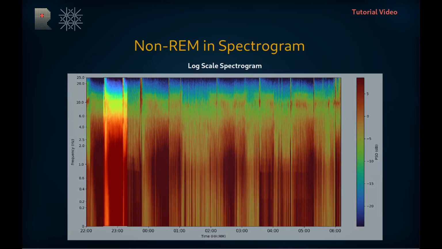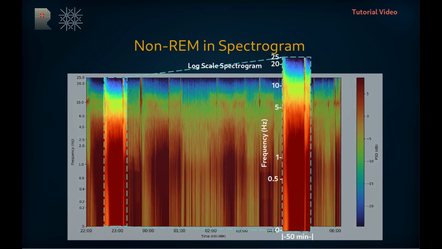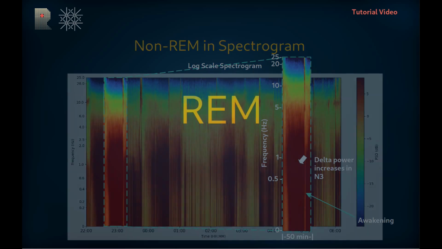Using the log scale, we can observe the lower frequencies in a higher range. In this segment, we nicely observe the N3 delta power. Furthermore, we can even detect an awakening during the non-REM phase. This log scale tool will be provided to help the spectrogram classification in the experiment.